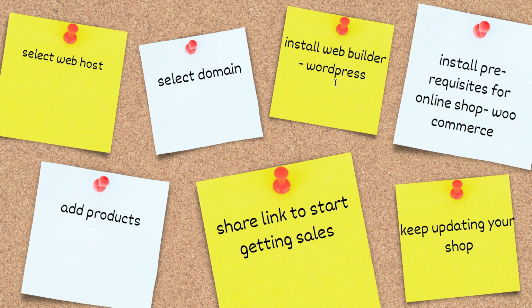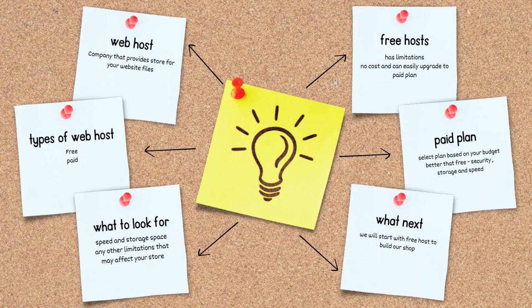Then after that, we add products. Then we share a link to start getting sales. In that link, we have our domain in it, and it points to our WordPress installation on the web host. Then after that, you keep updating your shop with new products. And if some of the products have expired, then you need to remove them. So that's called updating your website. So simply, that's the whole process of creating an online shop.